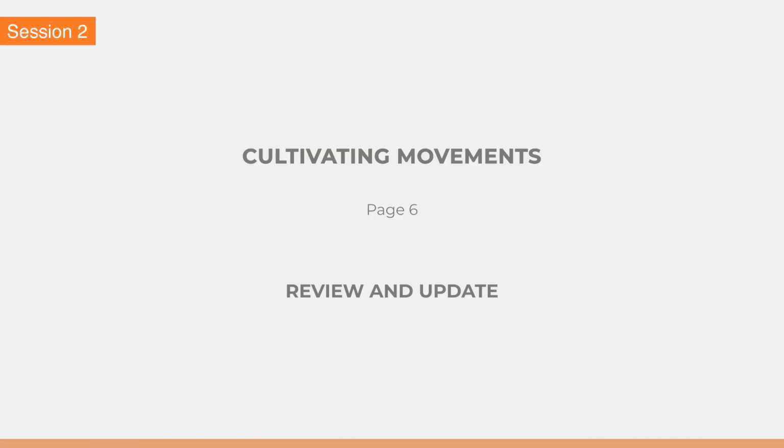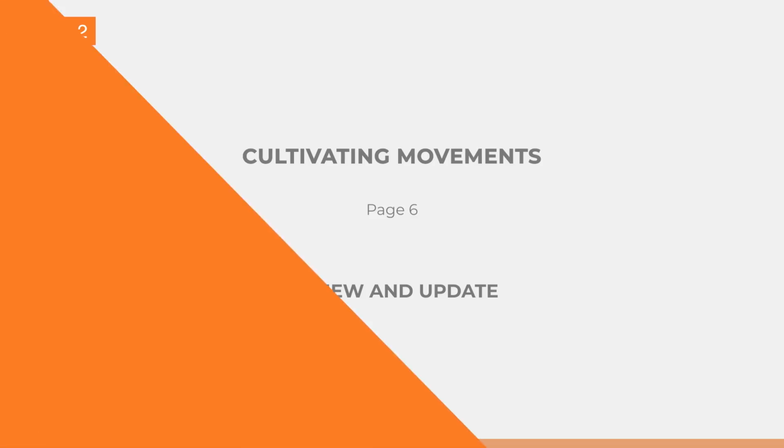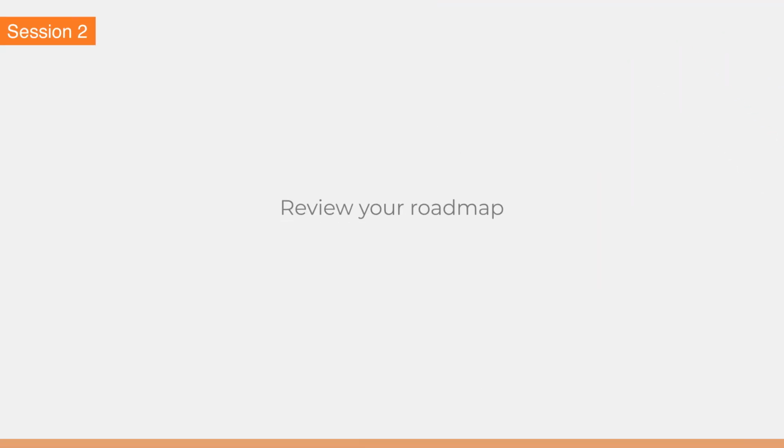This second session for Cultivating Movements is simply called Review and Update, page 6 of your conversation guide. During this session, you'll spend most of the time working in your groups. First of all, reviewing the roadmap that you developed as you worked through conversation guide number 1, Multiplying Disciples.